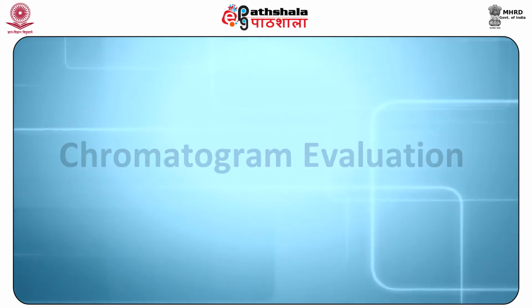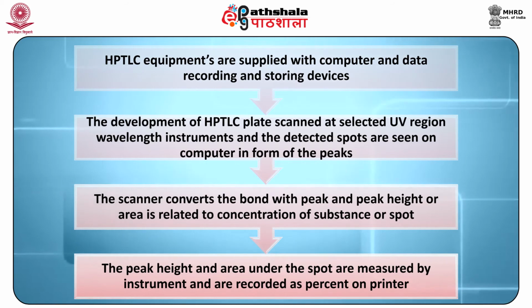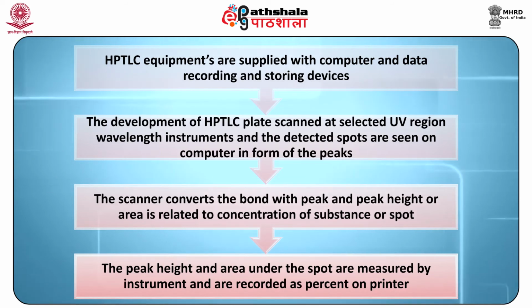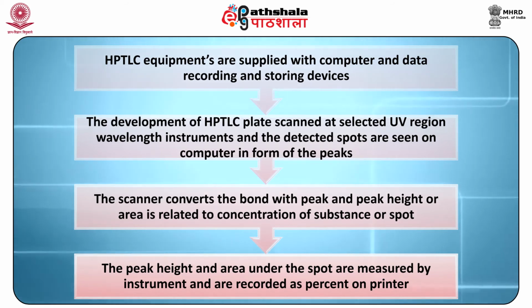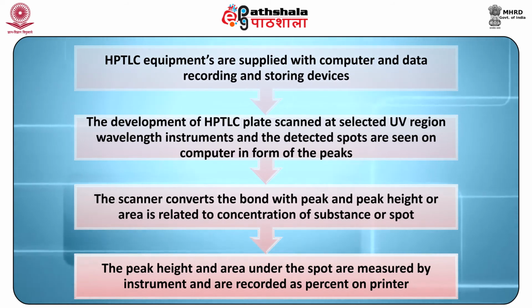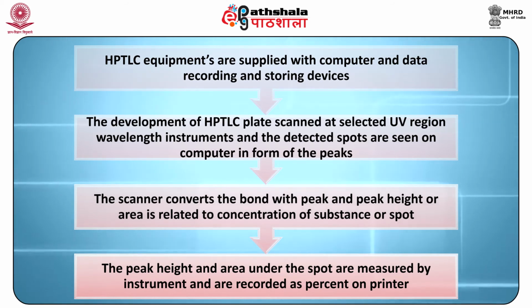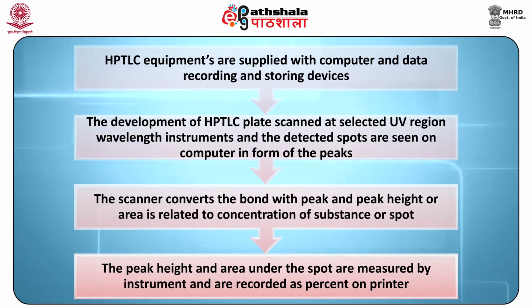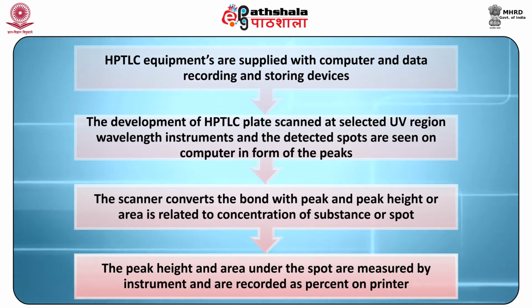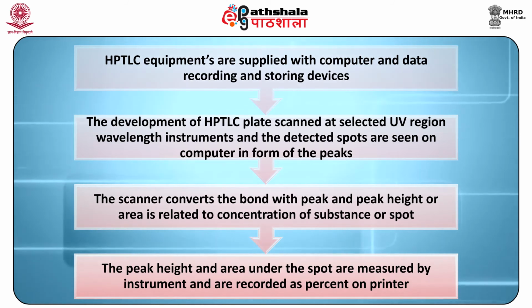Chromatogram evaluation. HPTLC equipment is supplied with a computer and data recording and storing devices. The developed HPTLC plate is scanned at a selected UV wavelength, and detected spots are seen on the computer in the form of peaks. The scanner converts the band into a peak, and peak height or area is related to the concentration of the substance in the spot. The peak height and the area under the spot are measured by the instrument and recorded as percentage on the printer.